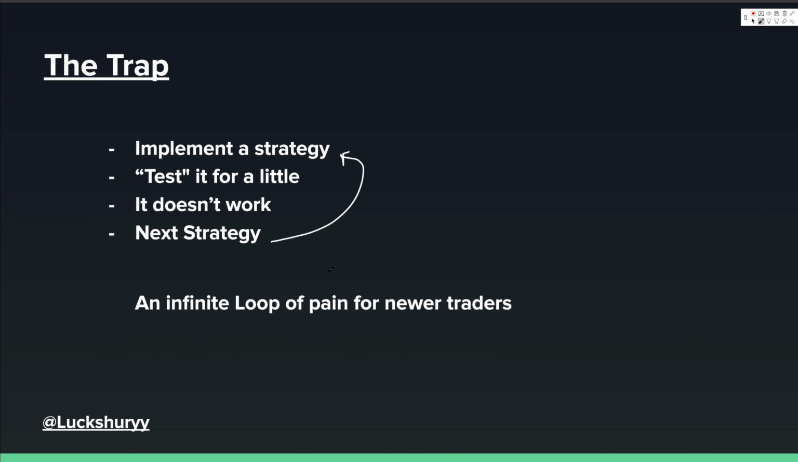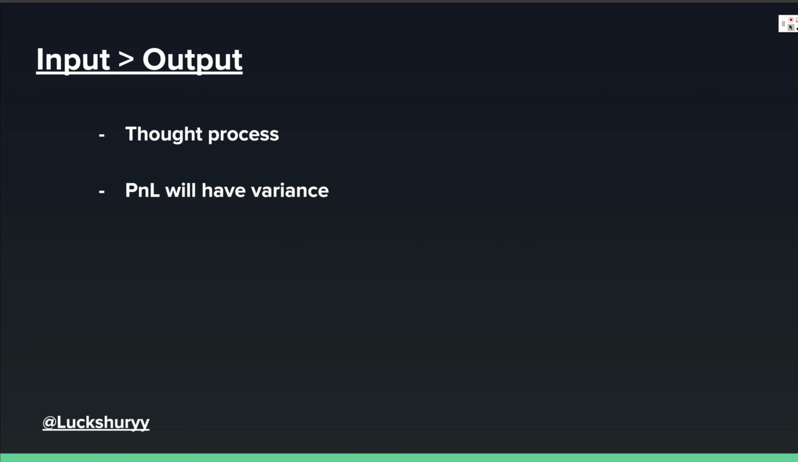It might not be the longest of videos, but I really do recommend you watch till the end on this one. So moving on to the next step, it's going to be focusing more on your input over your output. That's going to require discussing thought processes, having a thought process diagram, which I'll go into in a minute, and just being aware that P&L will have variance.